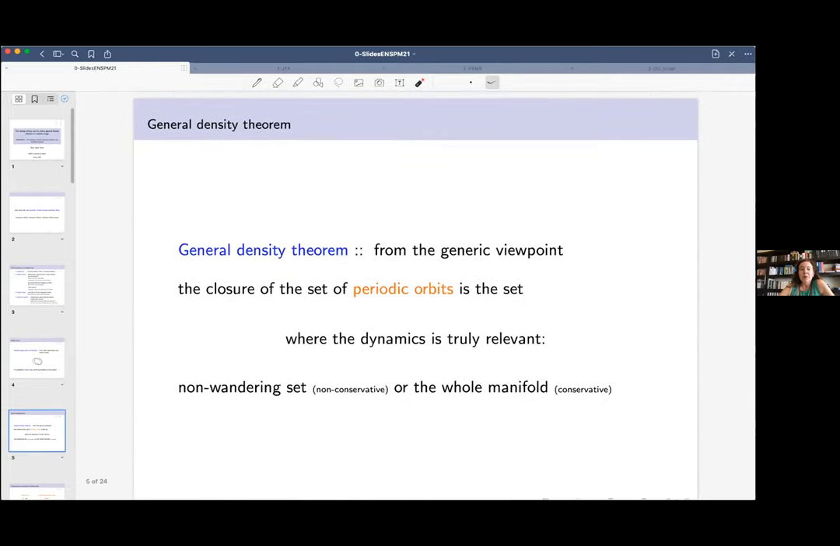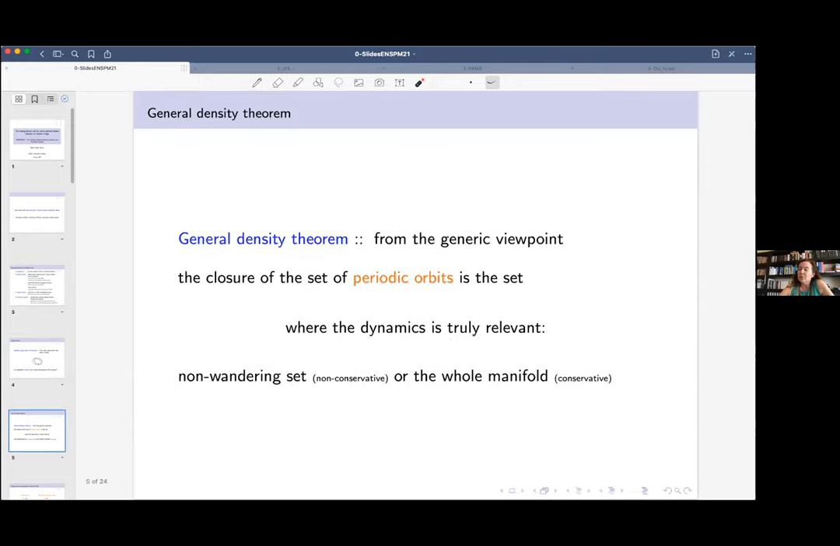Probably the most important result which comes out from the closing lemma is the general density theorem, which states that from the generic viewpoint, the closure of the set of periodic orbits is the set where the dynamics is truly relevant. This set, in the non-conservative case, is the non-wandering set. I recall that a point is non-wandering if there exists a nearby point which returns arbitrarily close, or it is the whole manifold in the conservative case.